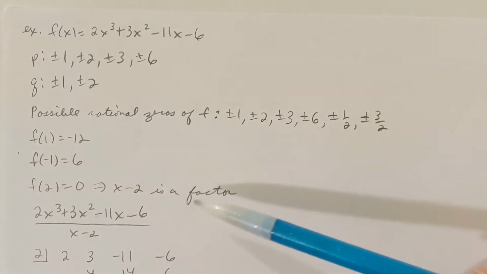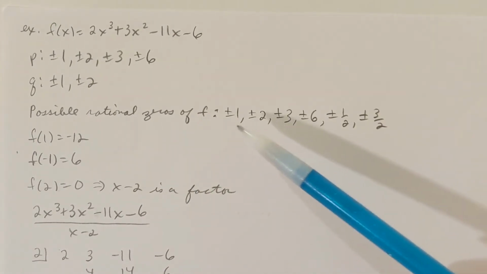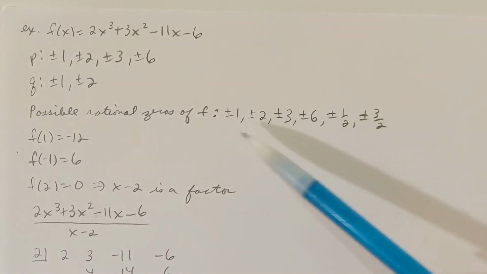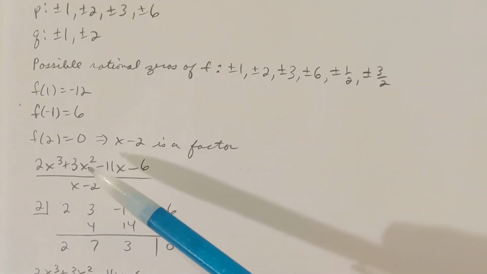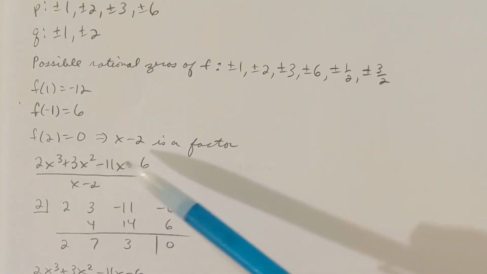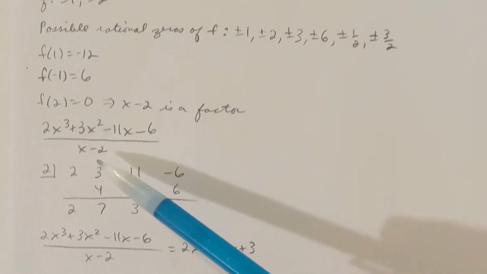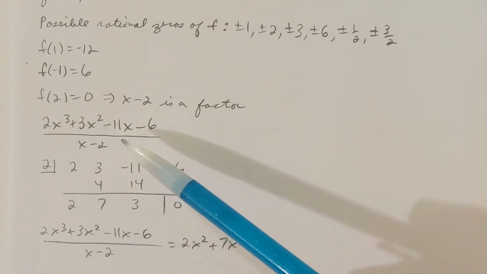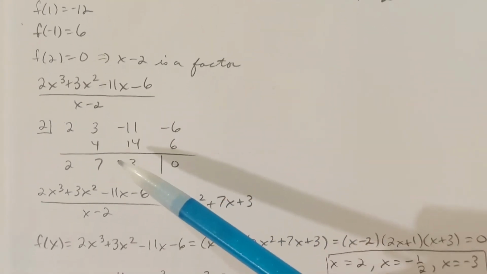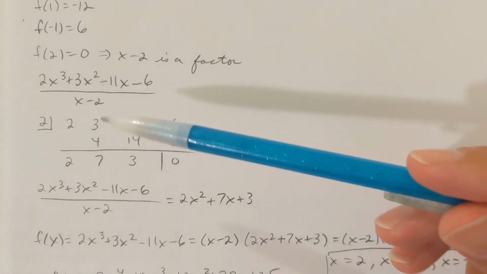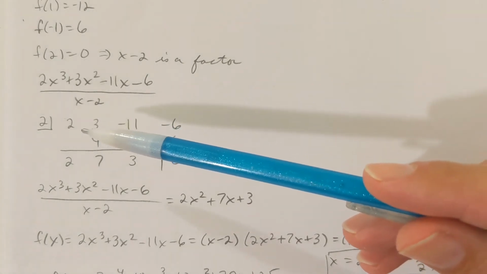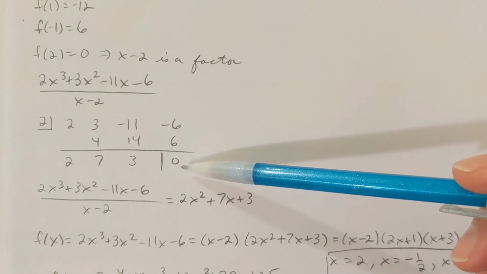X minus 2 is a factor then. And I just go right down the list here of all these rational zeros. So knowing that 2 is a 0 means that x minus 2 is a factor, and I know one of the factors then. Okay, so I can further factor this. 2 is a 0, and so 0 would be left over.